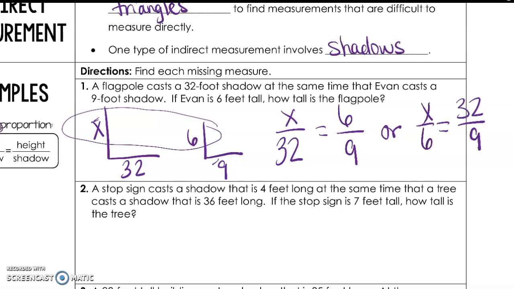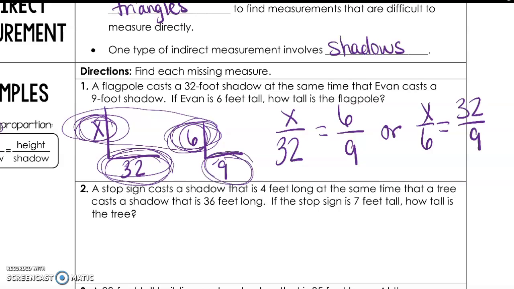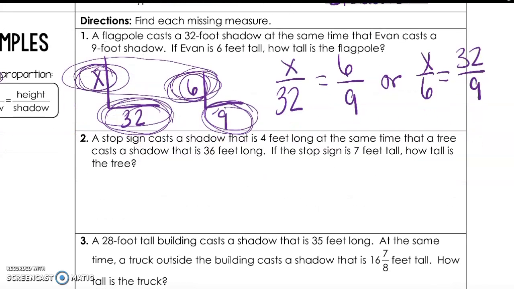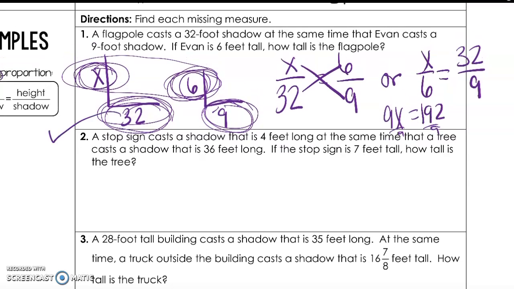What matters then is that you make sure that you match up object to object, meaning I started with x and then I went over to 6, so then I need to go back to 32 over 9. Or if you did x over 32, you got to go back to the 6 before you do the 9. All right, so just making sure you set this up correctly no matter which way you do it. And I'm already out of room, but we would have 9x equals 192. Again, multiply, multiply, divide by 9. And I'm going to finish it over here since I have room.